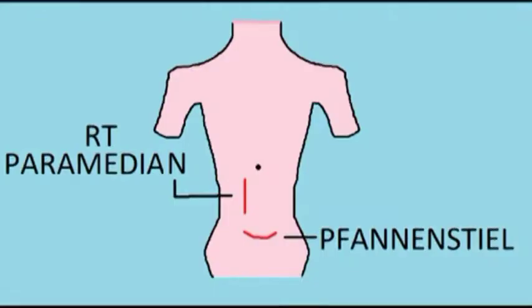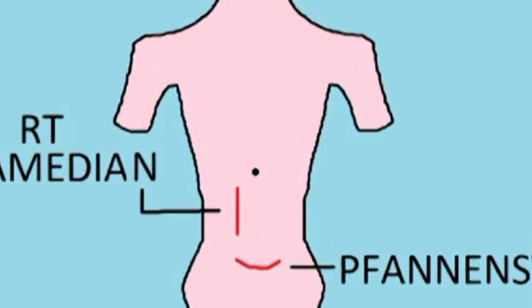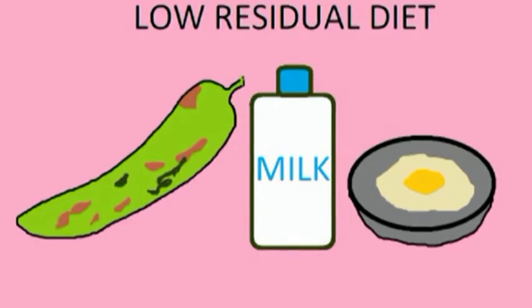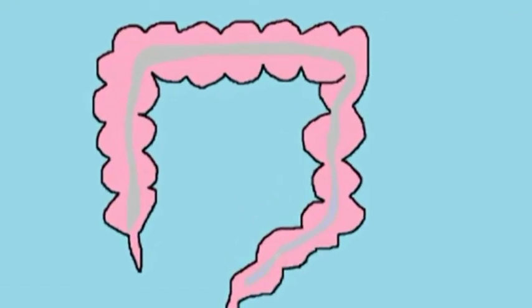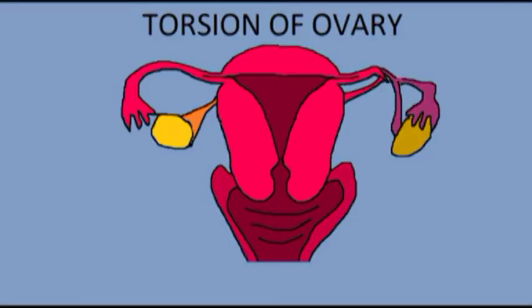For instance, if a patient had undergone a laparotomy with a right paramedian incision and a caesarean section with a Pfannenstiel incision, only the right paramedian incision was considered, because the probability of having para-umbilical adhesions is greater with this type of surgery and incision. Methodology of this research: a 48-hour low residual diet is given to the patient before surgery. Mechanical bowel preparation was done except in emergency cases. Many procedures in the study group have been done, notably ectopic pregnancy, tubo-ovarian mass or abscess, and torsion of the ovary.